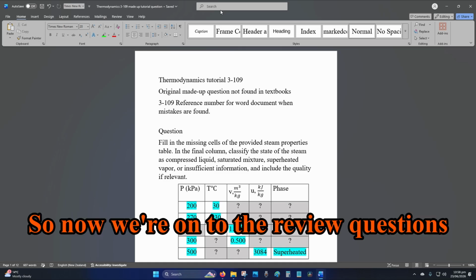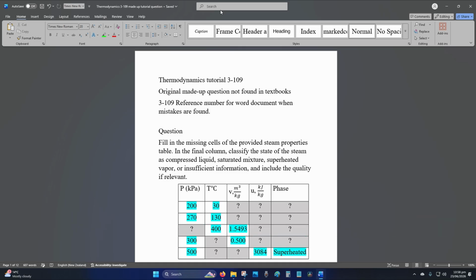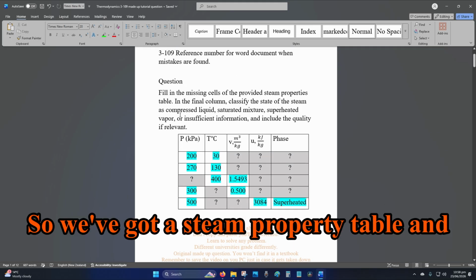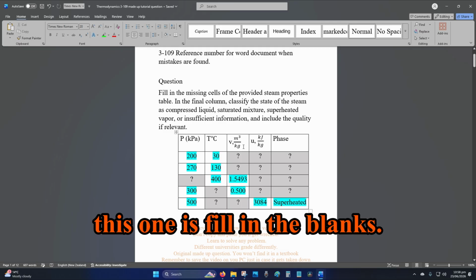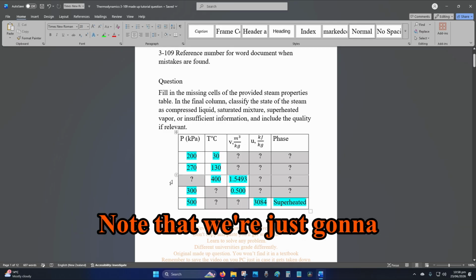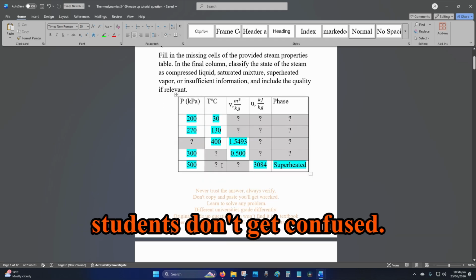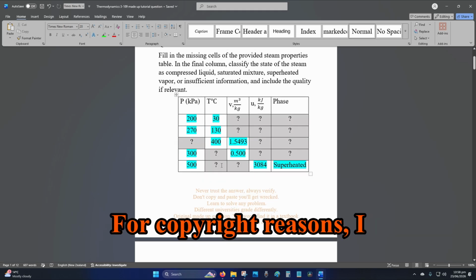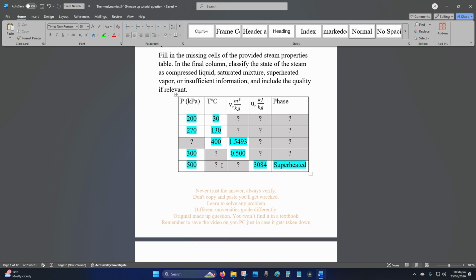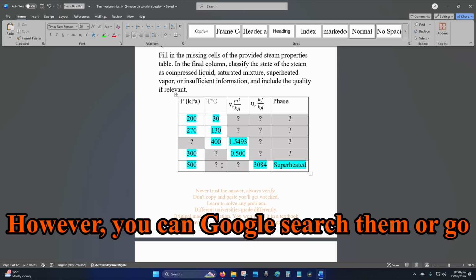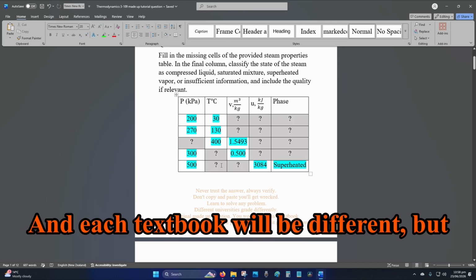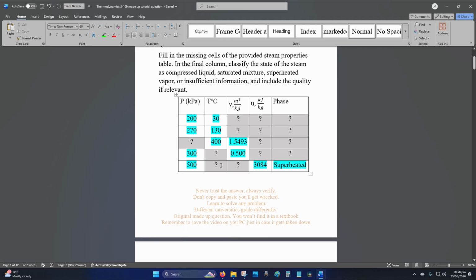So now we're on to the review questions or revision questions. We've got a steam property table, and this one is fill in the blanks. So that's what we're going to do. Note that we're just going to keep referring back to this one so students don't get confused. For copyright reasons, I cannot show you the actual tables. However, you can Google search them or go to the back of your textbook. And each textbook will be different, but they're all pretty similar.